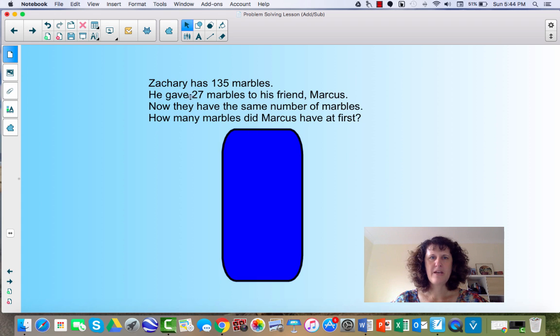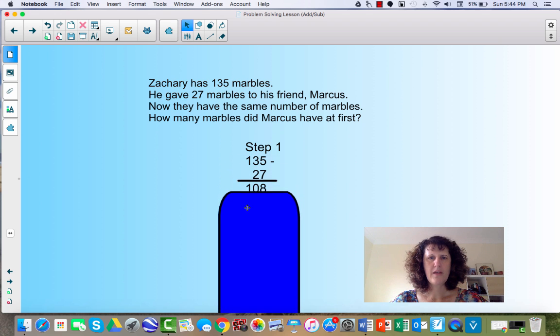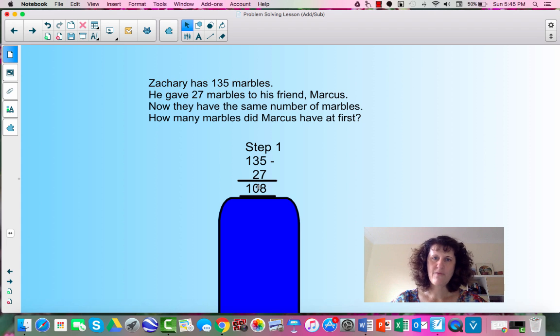Again, I have to use the information that I do have to work out what I don't know. So I'm going to start with the number of marbles that Zachary had, and then he gave away 27, so that tells me how many he's got left. Now, according to this information, now they have the same number of marbles. That means Zachary and Marcus both have 108 marbles now. And the question says, how many marbles did Marcus have at first? So now he has 108, but how many did he have before?